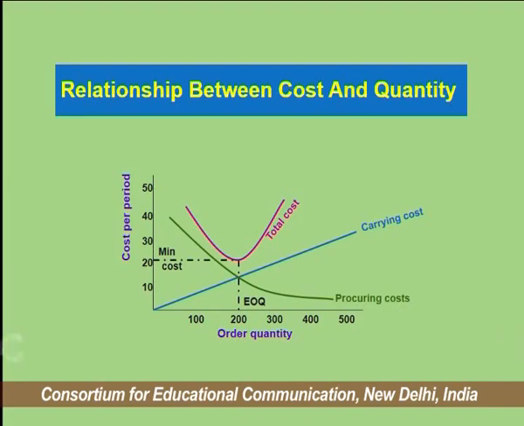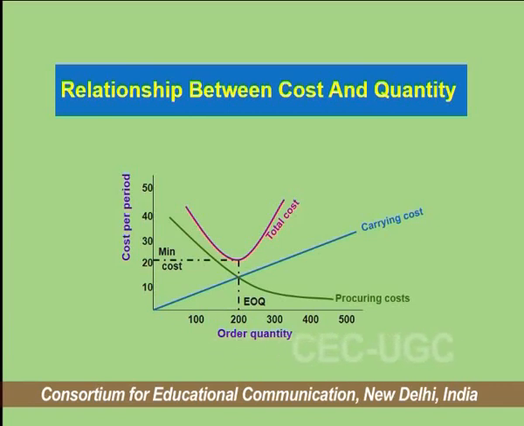Then there is a red curve, which is the procuring cost, or we can say ordering cost. So you see, at less quantity, the ordering cost is more. As and when the quantity is increasing on the x-axis, this cost is decreasing. That is, procuring cost or ordering cost is decreasing. So as I said, these two costs are of opposite nature.